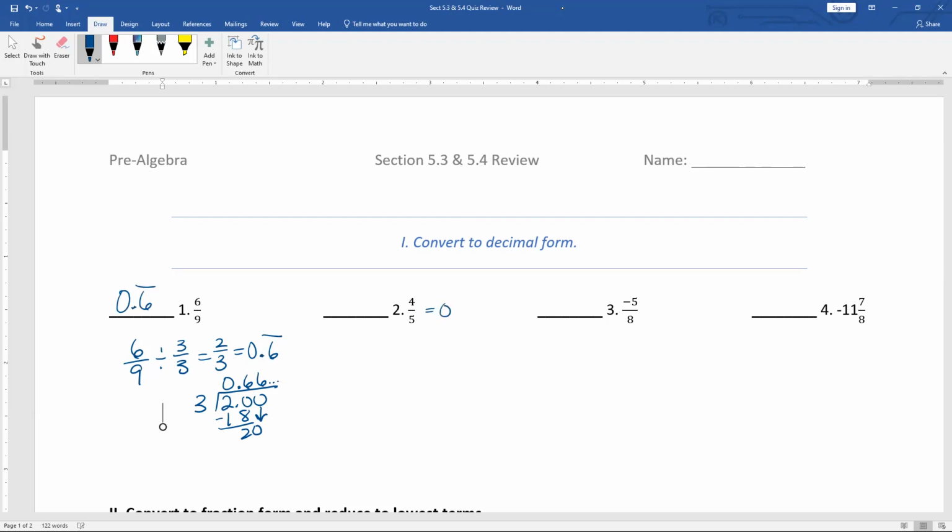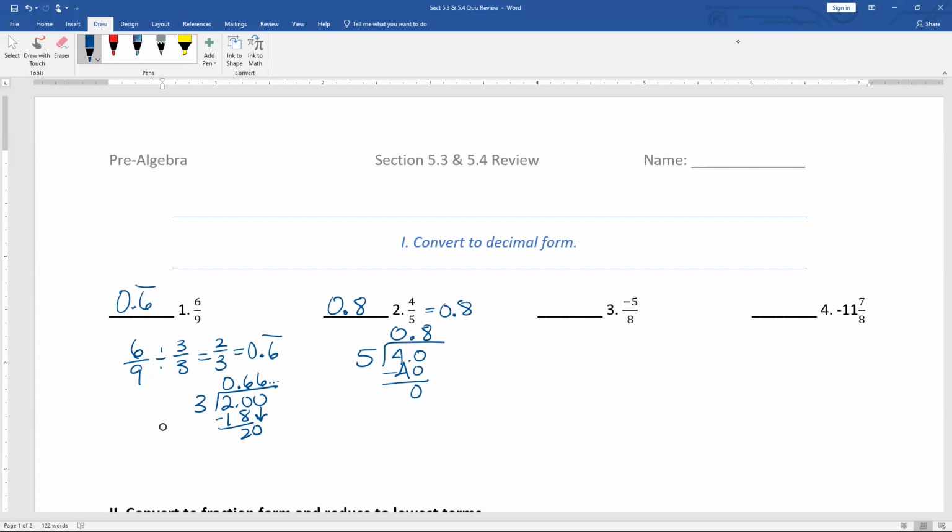4/5 also is sort of a memorized one. Just to make sure that you get the right answer, 5 divides into 4 at a decimal. And so 5 goes into 48 times. And when you do the math, you find that you have no remainder. So this one is a terminating decimal at 0.8.